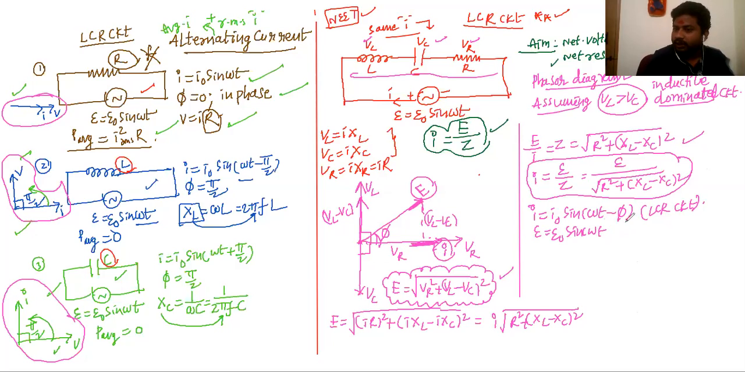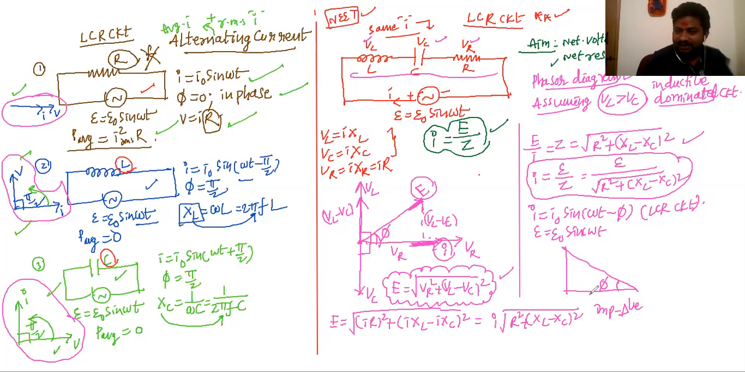E naught sine omega t. You can see here the phase difference is phi, and that is this phi. One more thing from this triangle, let's take this triangle here. It's a very simple triangle. This triangle is called the impedance triangle. What is it called? Impedance triangle.